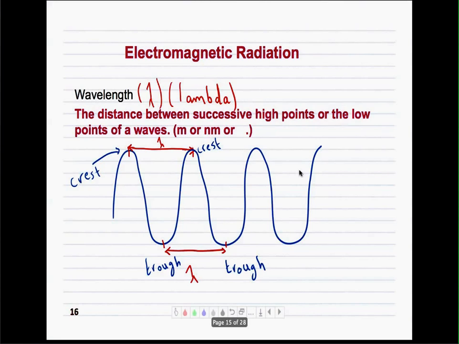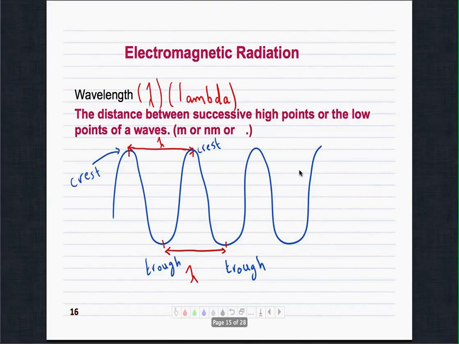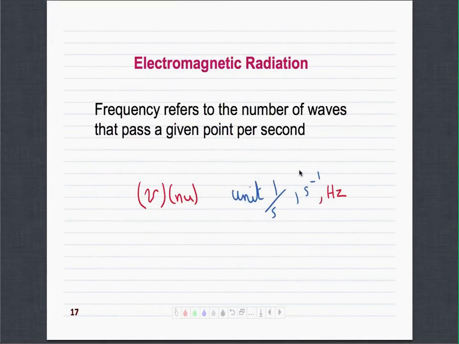Now, electromagnetic radiation also has another property, and that property is called frequency. Frequency, by definition, refers to the number of waves that pass a given point per second. I know that this definition makes no sense for most of you, so I'm going to explain it in a minute. Usually, the term that we use for frequency is nu. It's not v. It's not velocity. I see sometimes some of you think that it's velocity. It's not v. It's nu.